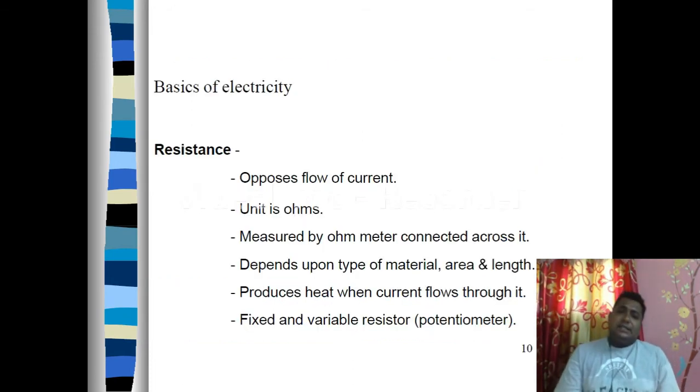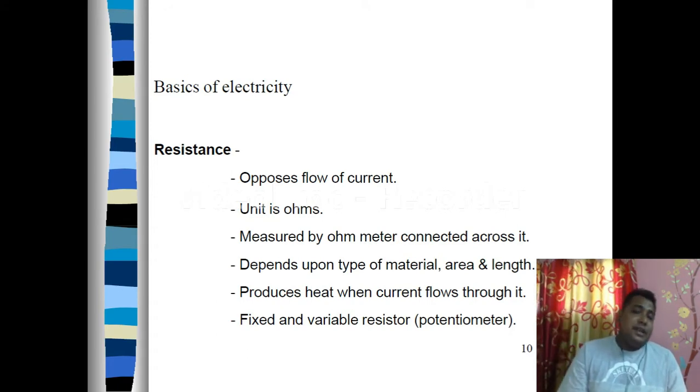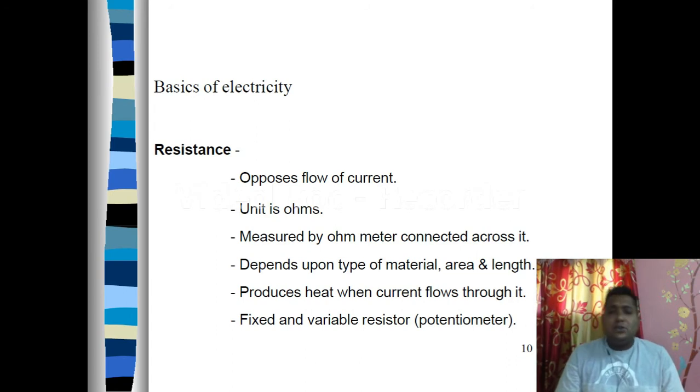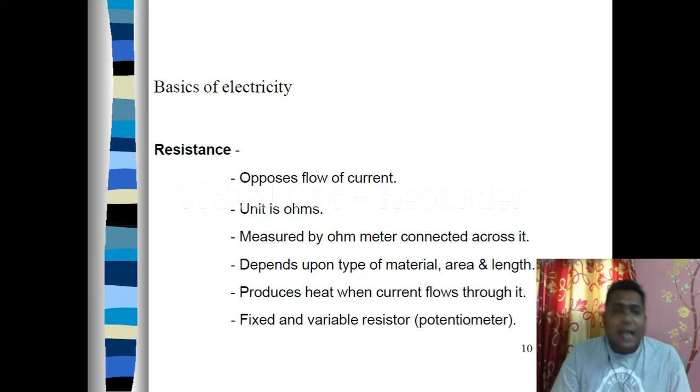Now, what is resistance? It is a very important thing. Resistance is basically the property of an element which opposes the flow of current. Now let us see the characteristics of resistance. It opposes the flow of current. The unit of resistance is ohm. Already we know these things, so I'm just brushing over them. It is measured by an ohmmeter connected across it. There is an ohmmeter available in the market by which you can measure the resistance of any conductor or whatever thing is there.